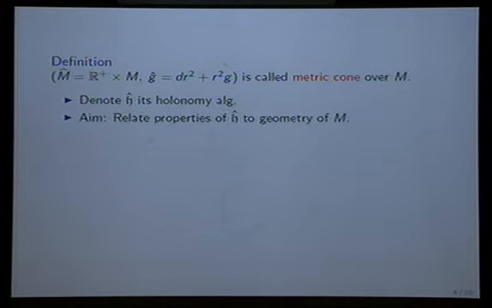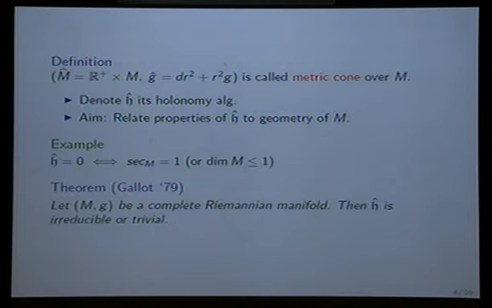So the aim here is to relate properties of the holonomy algebra of the cone to the geometry of the base. This talk is always about this. An example of such a relation is the following. The holonomy algebra of the cone is 0 if and only if the base manifold has constant curvature 1. This is the case of Euclidean space written as a cone over the sphere. This is a very basic relation.